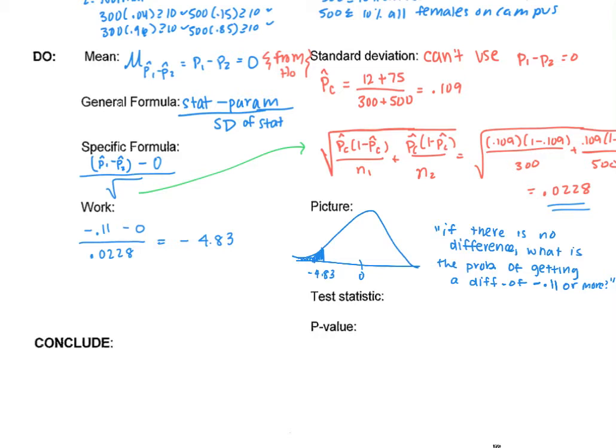Remember, our test statistic was right here, negative 4.83, and to get a p-value for z, it is normal CDF from negative infinity to negative 4.8301. We get a p-value of basically 0. You'll end up with scientific notation in your calculator. So we can use that p-value now to write a conclusion.